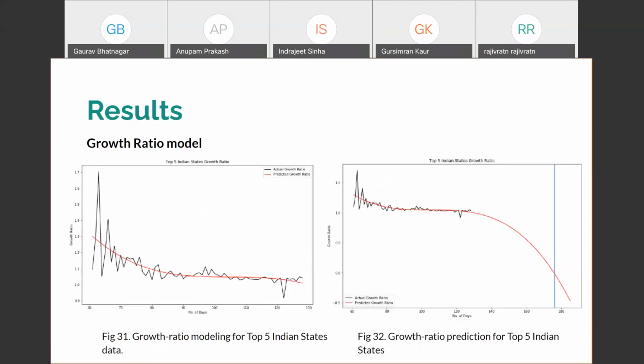And this is the result for the top 5 Indian states' growth ratio. And on the right hand side, we can see when the curve will hit 0.